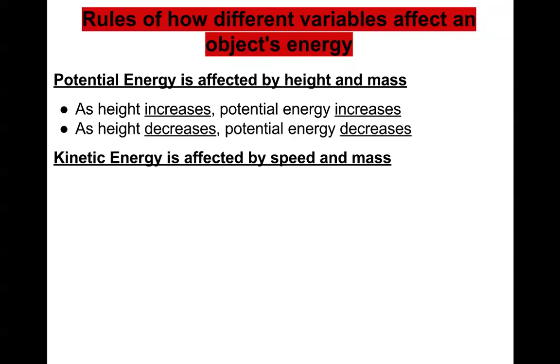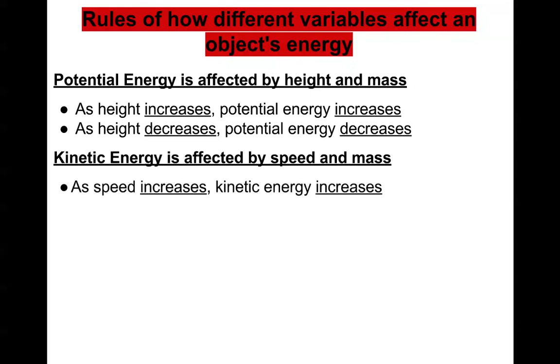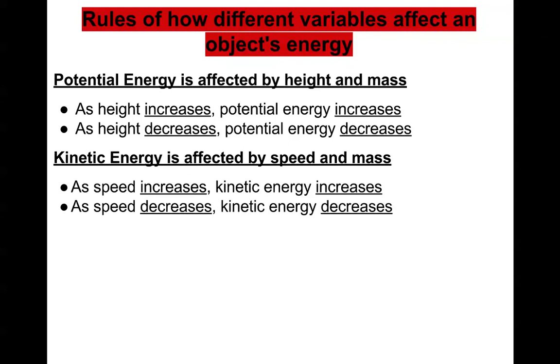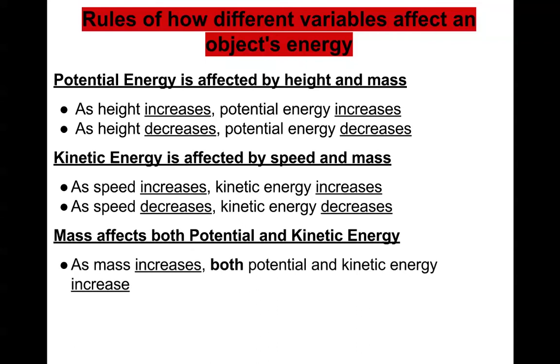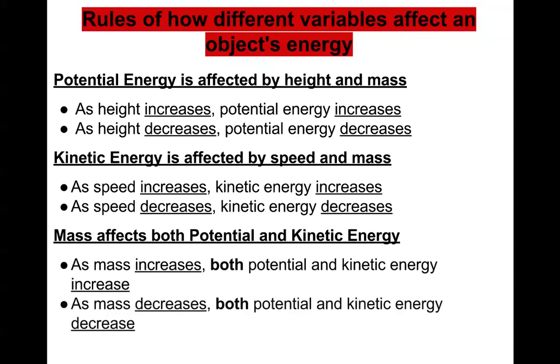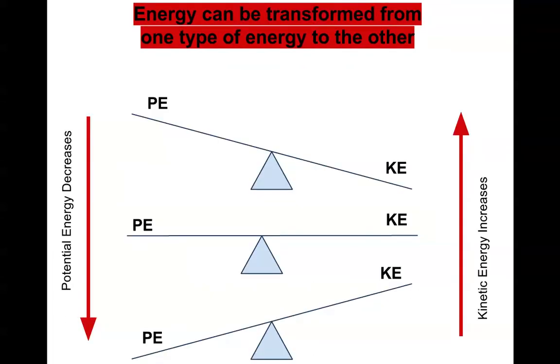Kinetic energy is affected by speed and mass. So if you increase the speed of an object, the energy increases. If you decrease the speed, the kinetic energy decreases. Notice mass is a factor in both. As mass increases, both potential and kinetic energy increase. As mass decreases, both kinetic and potential energy decrease.